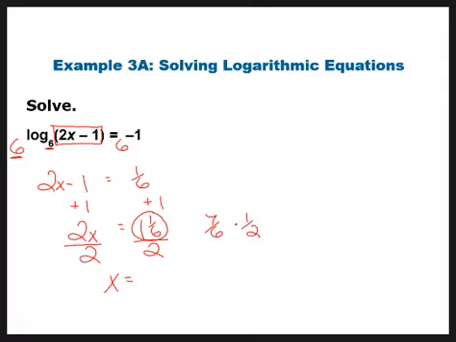Instead of dividing by 2 again, I'm going to multiply by 1/2. Alright, so you get 7 over 12. So x is going to equal 7 over 12.